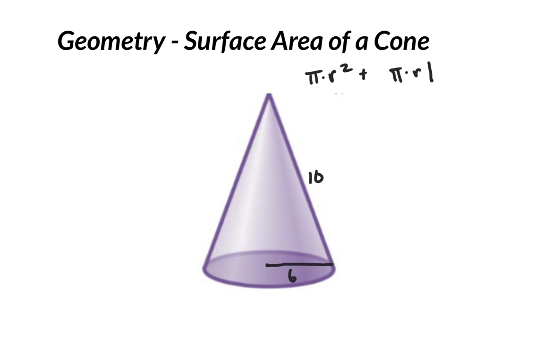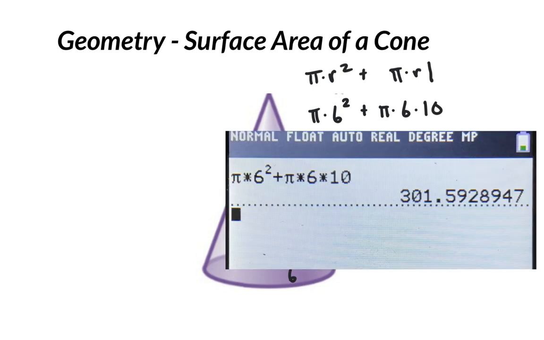Let's do an example. So here you can see we have a cone with a radius of 10, and that kind of side length, that slant height, is 10. So using our formula, we do pi times the radius squared plus pi times the radius times that slant height, like that. So here you can see I've typed that in, pi times 6 squared plus pi times 6 times 10. So this is a good formula to know, or at least just know how to manipulate.